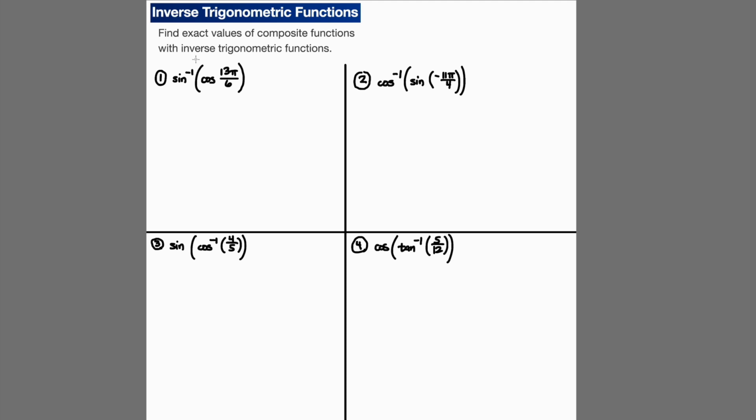And the main thing that I do want you to notice as we're looking through these is that this one has an inverse sine and then a cosine inside of that inverse sine function. If you look at number 2, we have the inverse cosine with a sine inside of it. So all composite functions. And then 3, it flips. The outside is just regular sine, and then inverse cosine is on the inside. And the last one, cosine is on the outside, and then inverse tangent is on the inside. So it's all different combinations of these just to show you how this works.